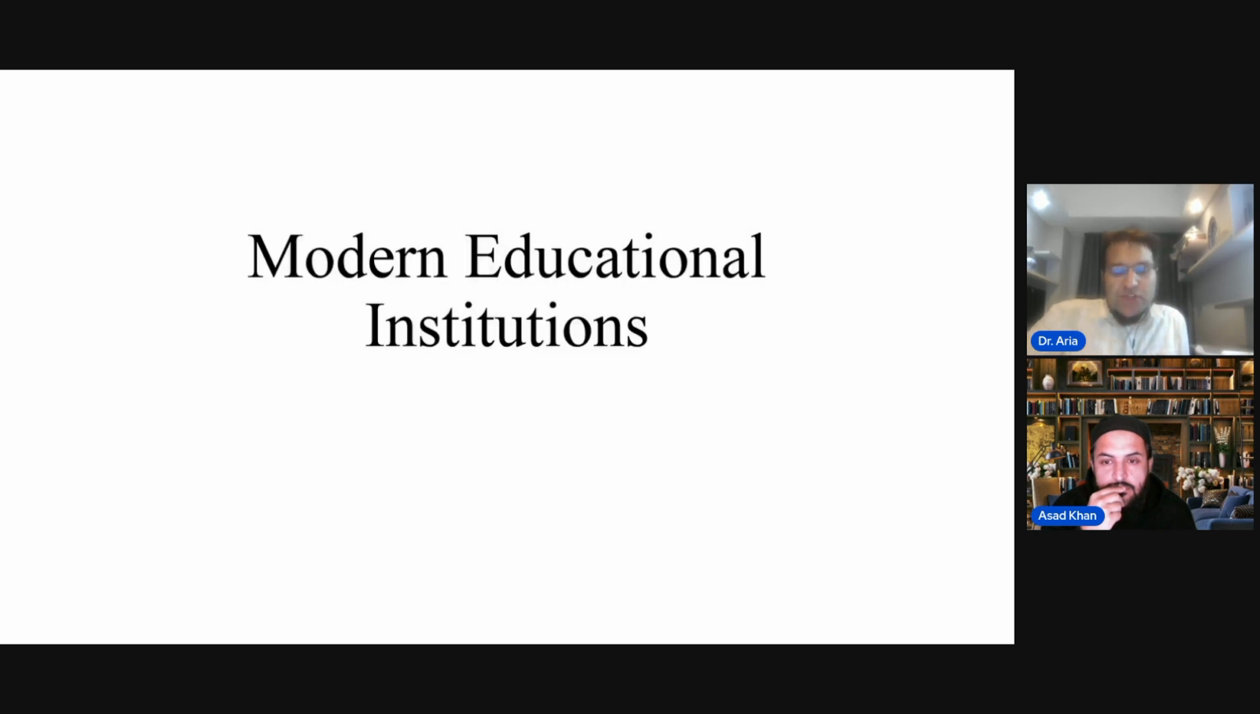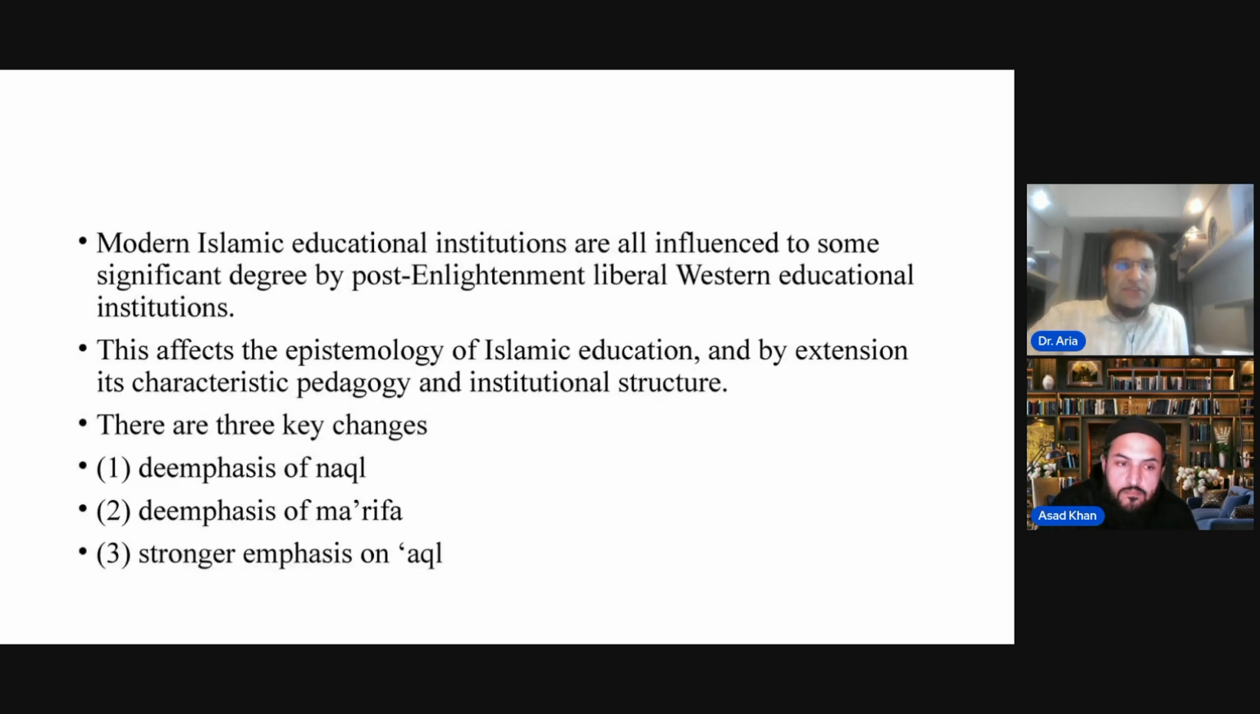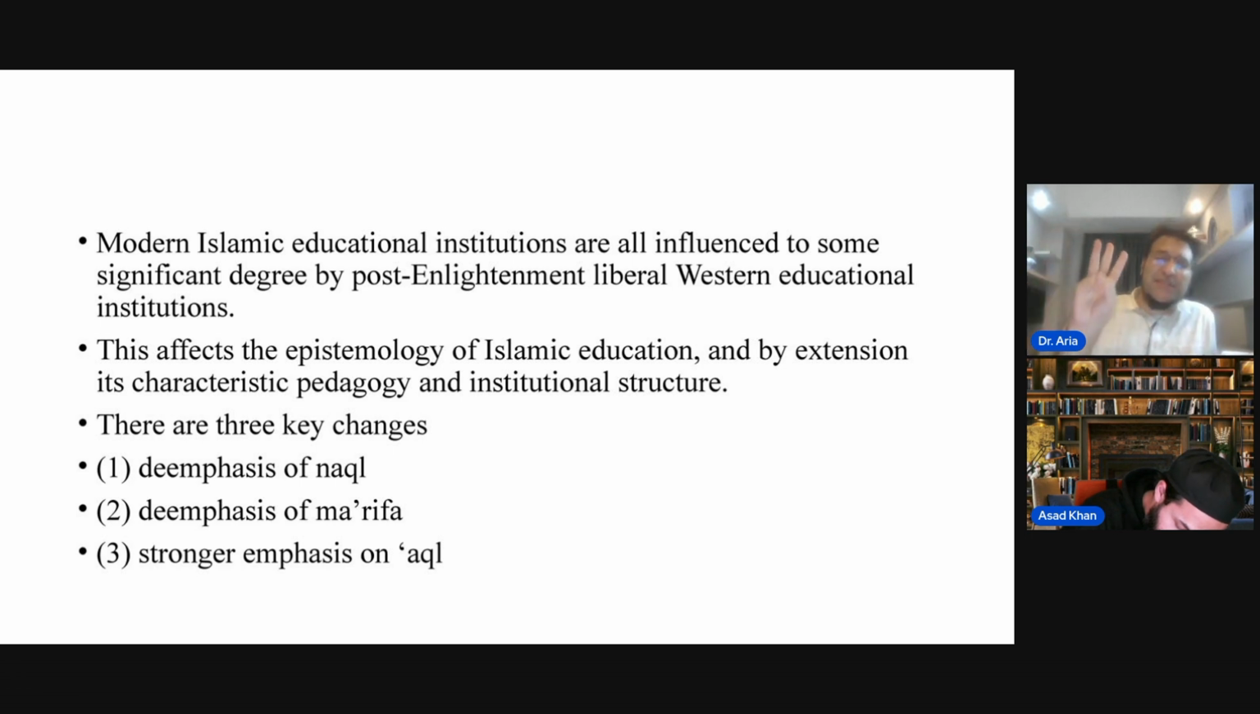Modern educational institutions are very different in these ways. Modern educational institutions are all influenced to some significant degree by post-Enlightenment liberal Western educational institutions. And this affects the underlying epistemology of Islamic education, and by extension, its characteristic pedagogy, which means the techniques of teaching, and also the institutional structure of Islamic education. And here there are three key changes. So one is de-emphasis of naql, one is de-emphasis of ma'rifa, and one is stronger emphasis on aql. These are the three shifts that we see.